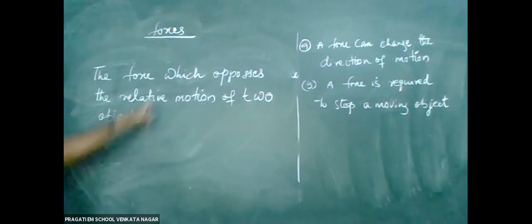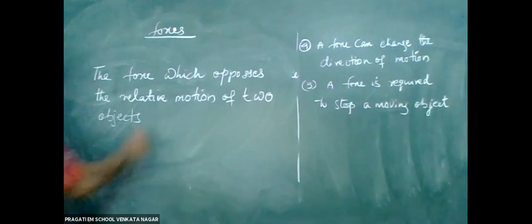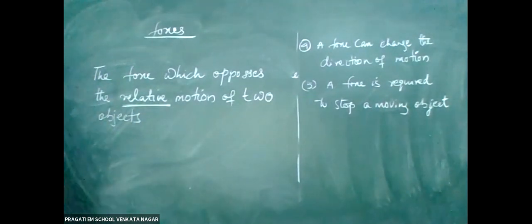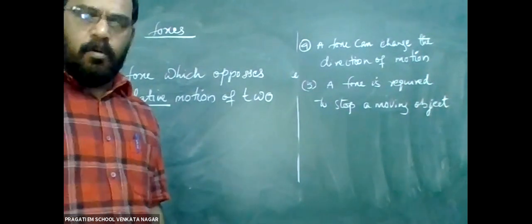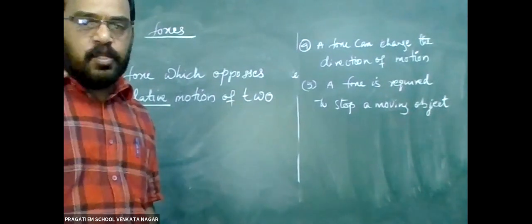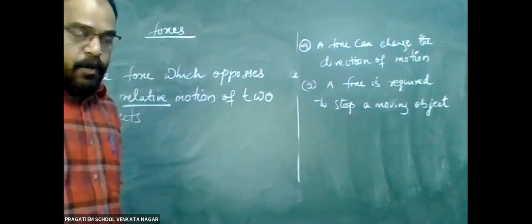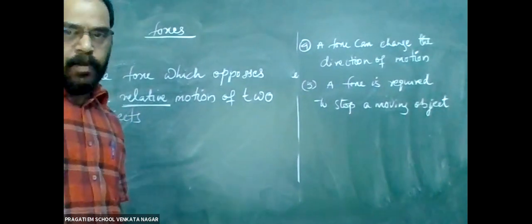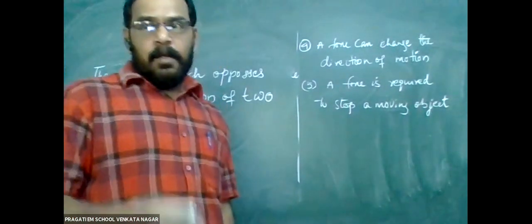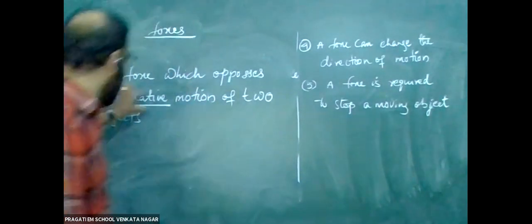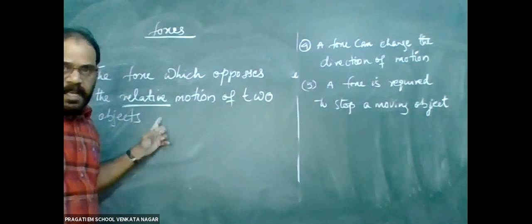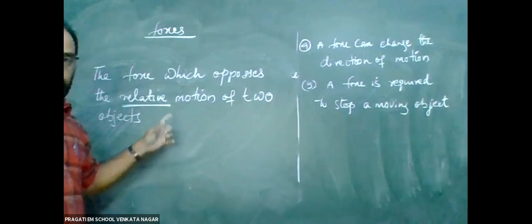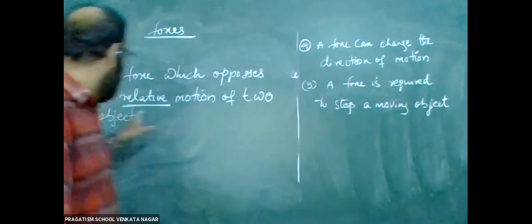Force which opposes the relative motion of two objects. Here, relative motion means the motion with respect to another. So when one object moves on another surface or moves in air, then we consider these two objects, air and the object. When you roll a coin on the floor, or when you ride your bicycle, the tire and the road, that is the meaning of relative motion. Here we consider only the tire and the road. So the motion of the cycle wheel with respect to the road, that is the meaning of relative motion.